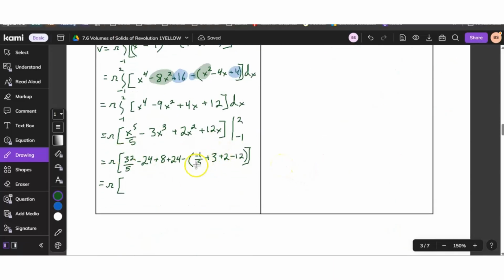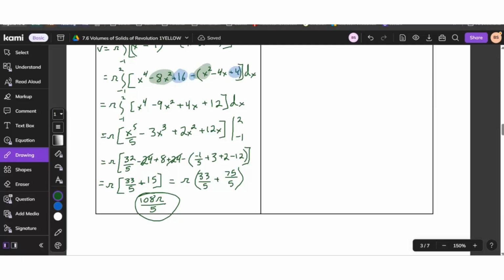Okay, so now let's continue combining this. 32 fifths minus negative 1/5. That's the same as 33 fifths. Let's see if we can do all the numbers together. These just straight up cancel. So this is going to be 8. This side is 3 plus 2 is 5 minus 12 is negative 7. So 8 minus negative 7 is the same as plus 15. We can rewrite 15 as being 75 over 5, which means that I'm going to get 108 pi over 5.